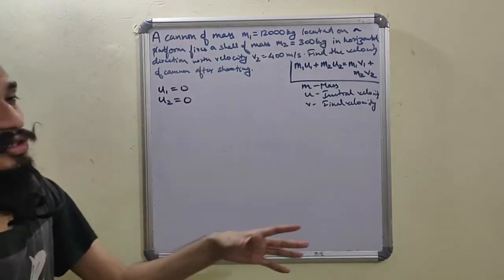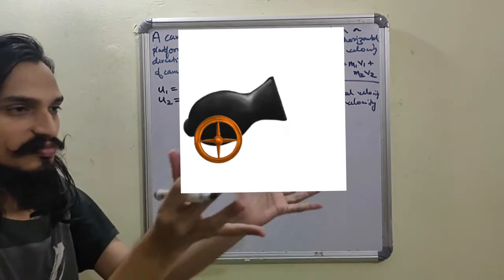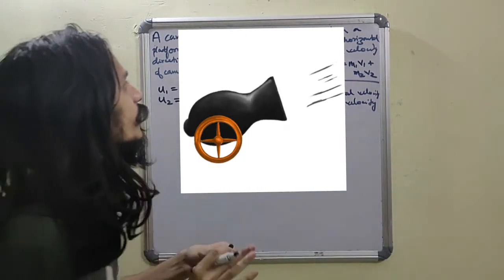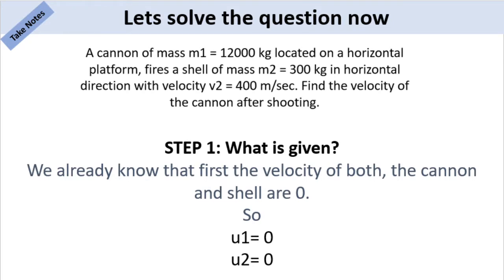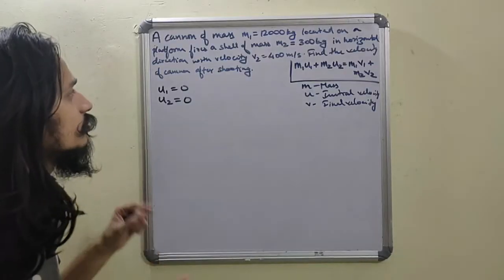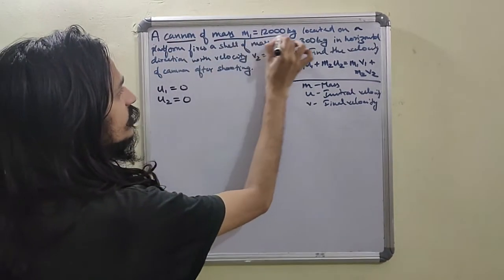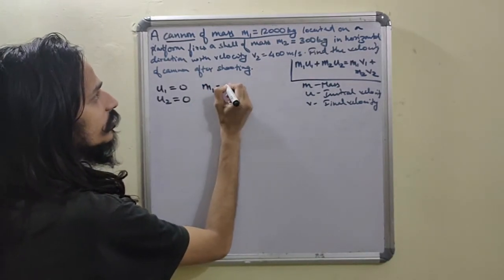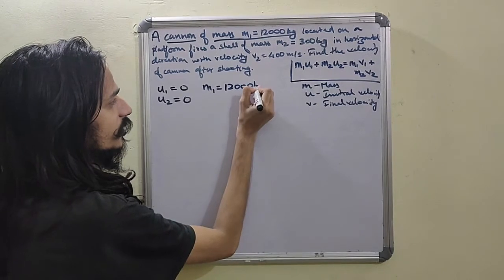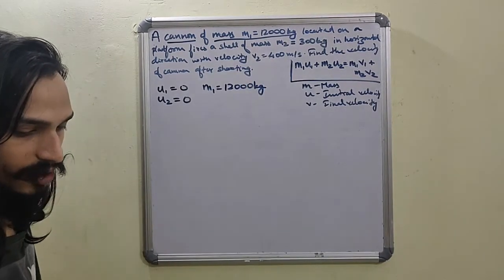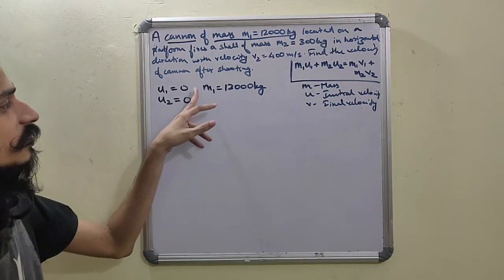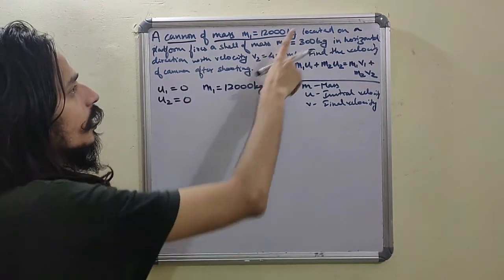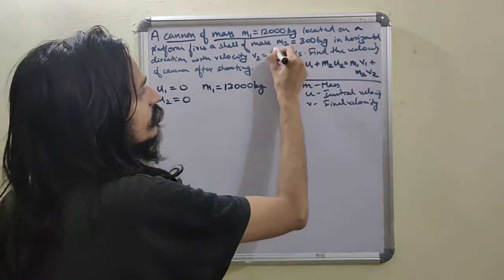Over here, cannon is nothing but a top. You know what a top is? Like you have this big ball kind of thing that you fire, right? Now, cannon is there, mass for cannon is given, m1 is given. Okay, so I'll write m1 beside u1 itself. m1 is nothing but 12,000 kilogram. It's a big weapon, it's heavy, right? So this 12,000 kilogram weapon, initially it's not moving. Located on platform, fires a shell of mass 300 kilogram.